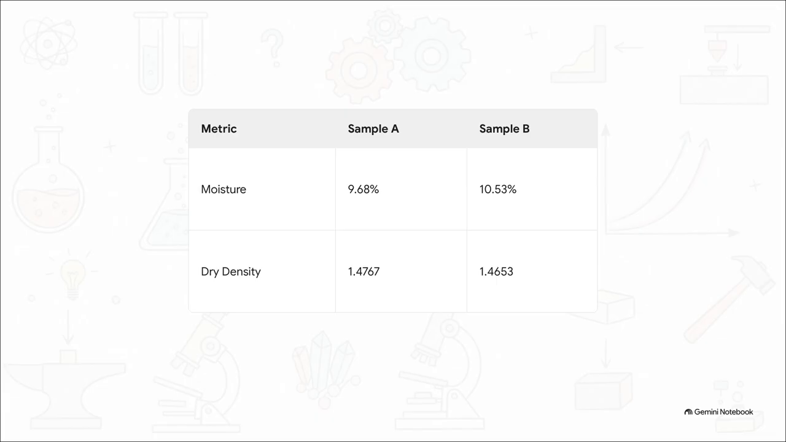Notice how sample B has a moisture content of 10.53%, which means it's retaining slightly more water than sample A's 9.68%. In a real-world scenario out in the field, this slightly higher water retention is a huge clue. It indicates a higher presence of fine particles, like clay or silt, in sample B.